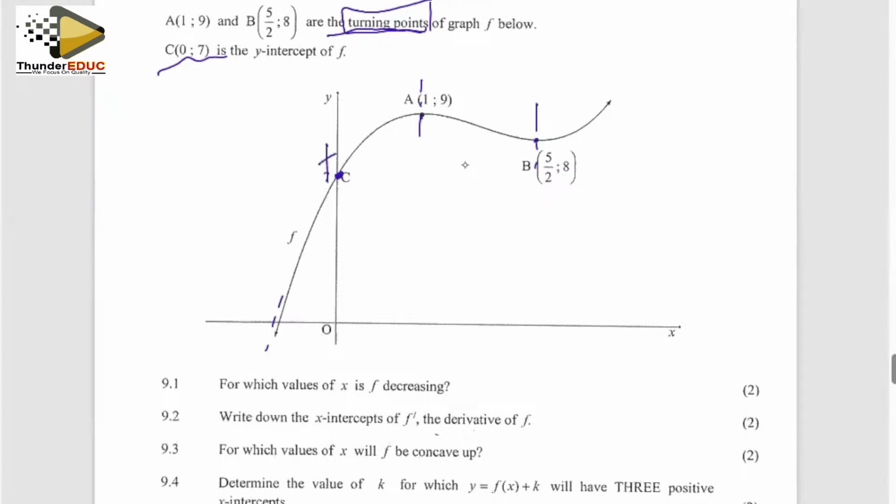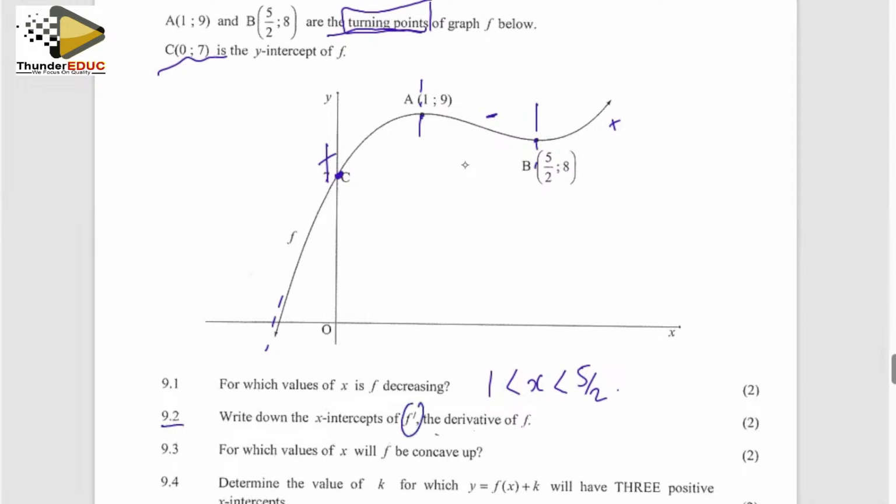Then between A and B, the graph is decreasing. Then after B, the graph is increasing. So since they want the values of x, we're going to say 1 is less than x is less than 5 over 2. Answered. Then 9.2, write down the x-intercepts of the first derivative.